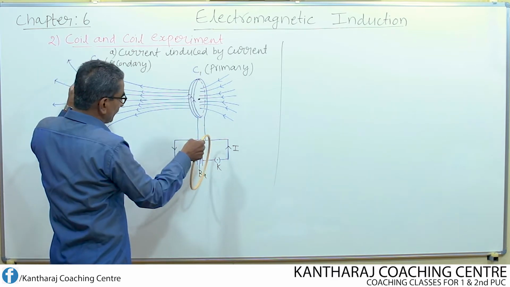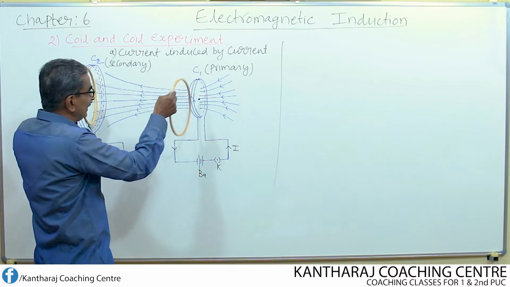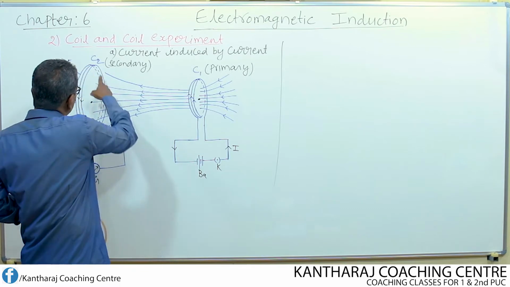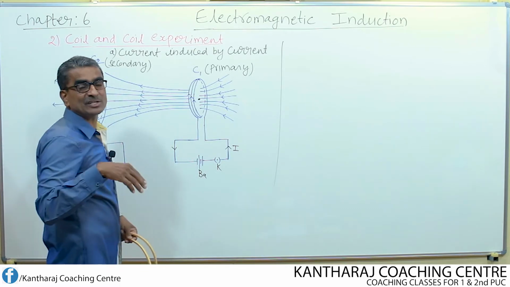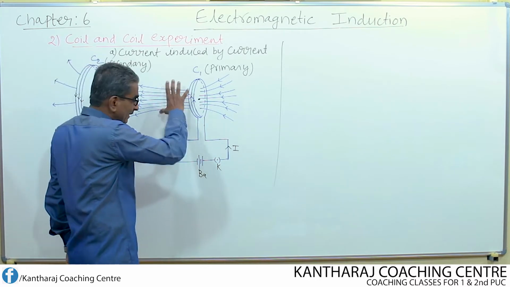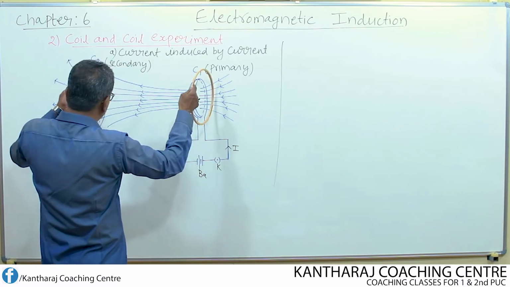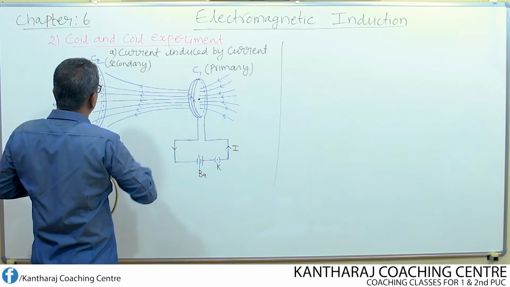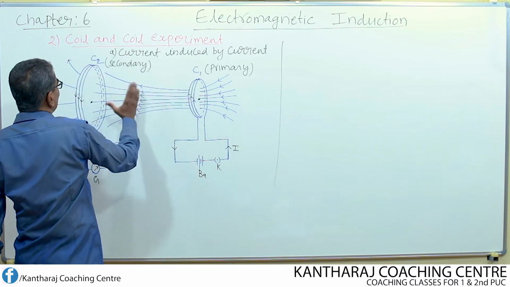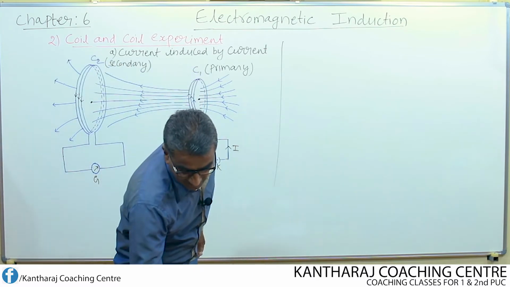After passing the current, we move the primary coil slowly towards the secondary coil. When we do this, the magnetic flux linking with the secondary coil changes. Though the number of magnetic lines of force remains the same for this current, because of the motion of the primary coil, the number of lines of force linking with the secondary coil keeps changing in an increasing manner.